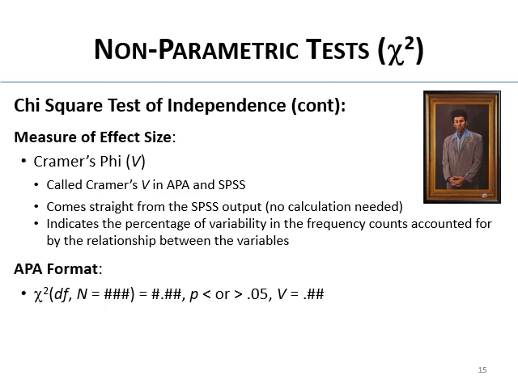APA format for the chi-square is similar, except you've got V on the end here. The chi-square of degrees of freedom, total sample size equals the chi-square value to 2 decimals. P less than or greater than 0.05, and then you throw in V to 2 decimals.